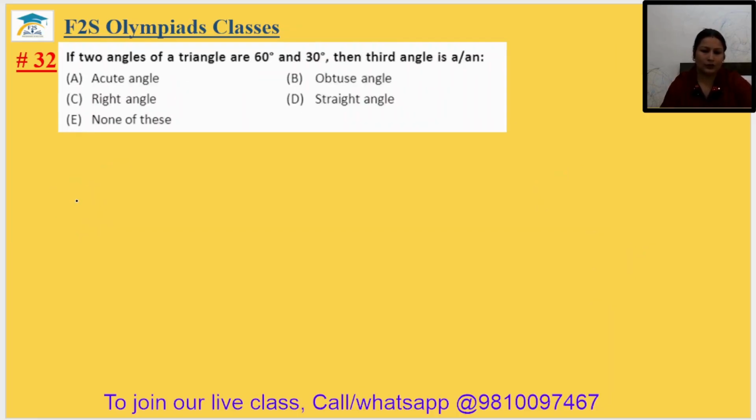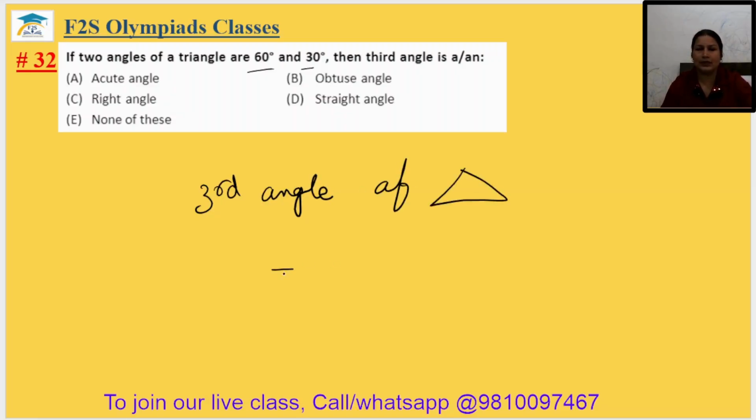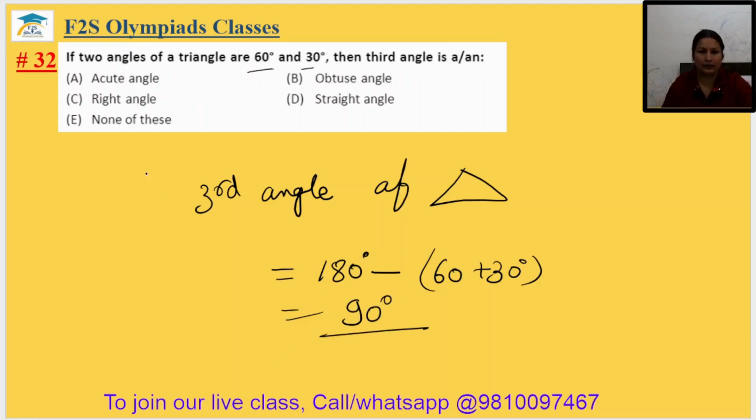Question number 32. If two angles of a triangle are 60 degree and 30 degree, then the third angle is, so third angle of a triangle is equal to 180 degree minus the sum of the other two angles. So 60 plus 30, 90, 180 minus 90, it is 90 degree and 90 degree is known as the right angle. Option C. 32nd answer will be option C.